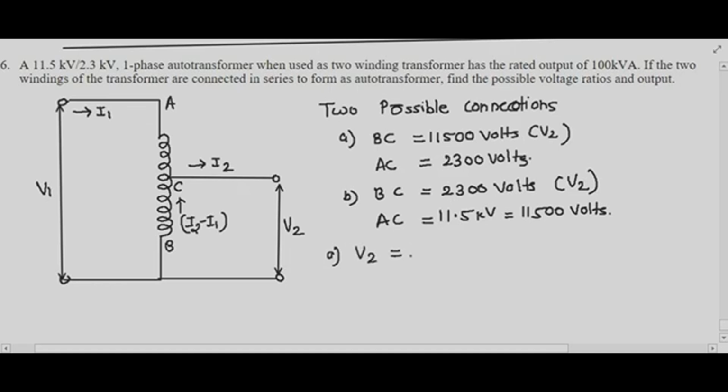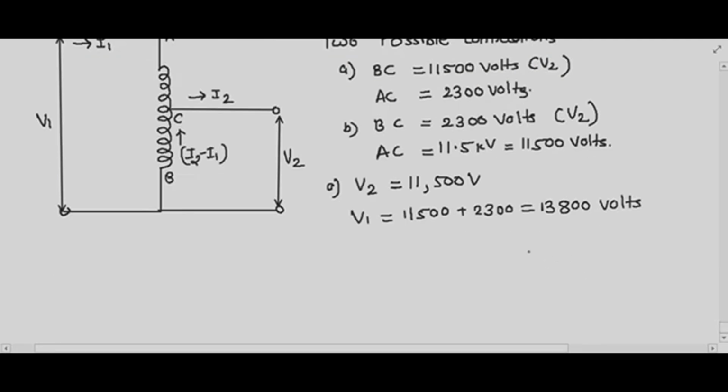So in the first connection, what is my V2? My V2 is equal to 11,500 volts. And what is V1? V1 is equal to BC plus AC voltage, means 11,500 plus 2300 volts. So it will come about 13,800 volts. So the voltage applied across the winding is 13,800 volts.